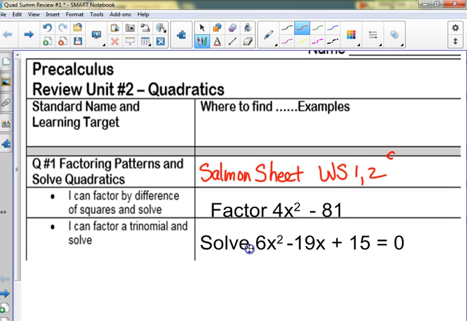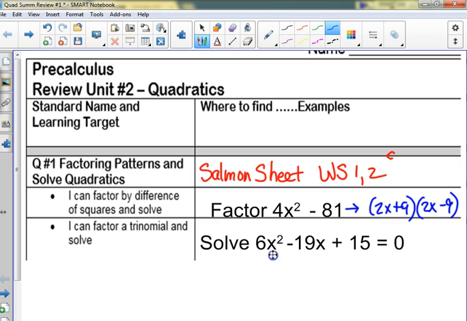Okay. So quick review question here. How do we factor this one? It is difference of squares. So we would get what? Right, good job. Everybody could get that one? And do we solve that one? How do we know? There's no equal sign, right? There's no equal sign and it just says factor. There are some of those on the quiz, and then there are some that say solve by factoring.